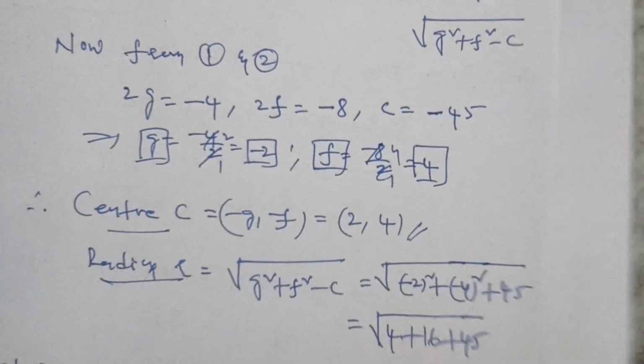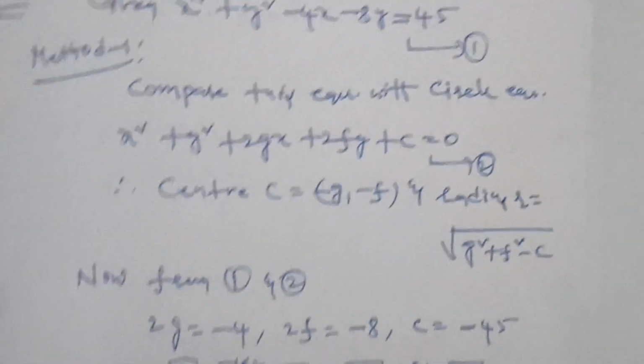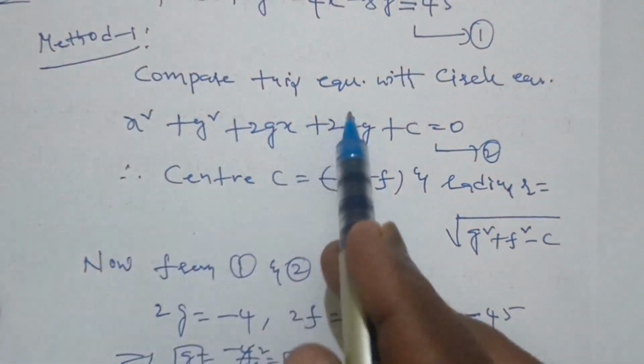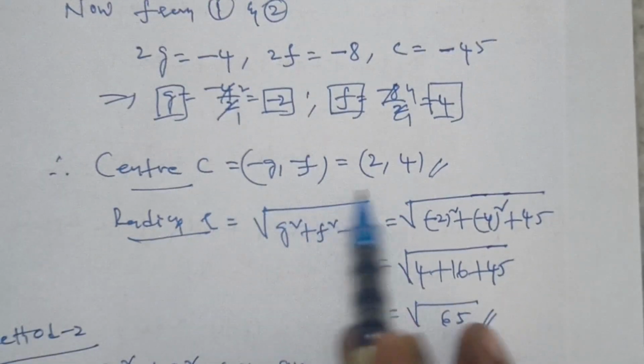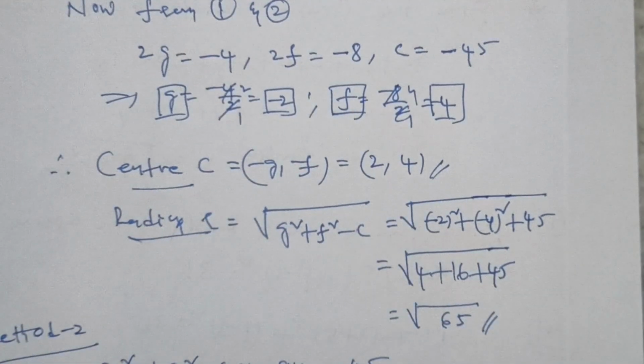Similarly, in method 1 also we have the same answer. The center is 2 comma 4 and the radius is root 65.